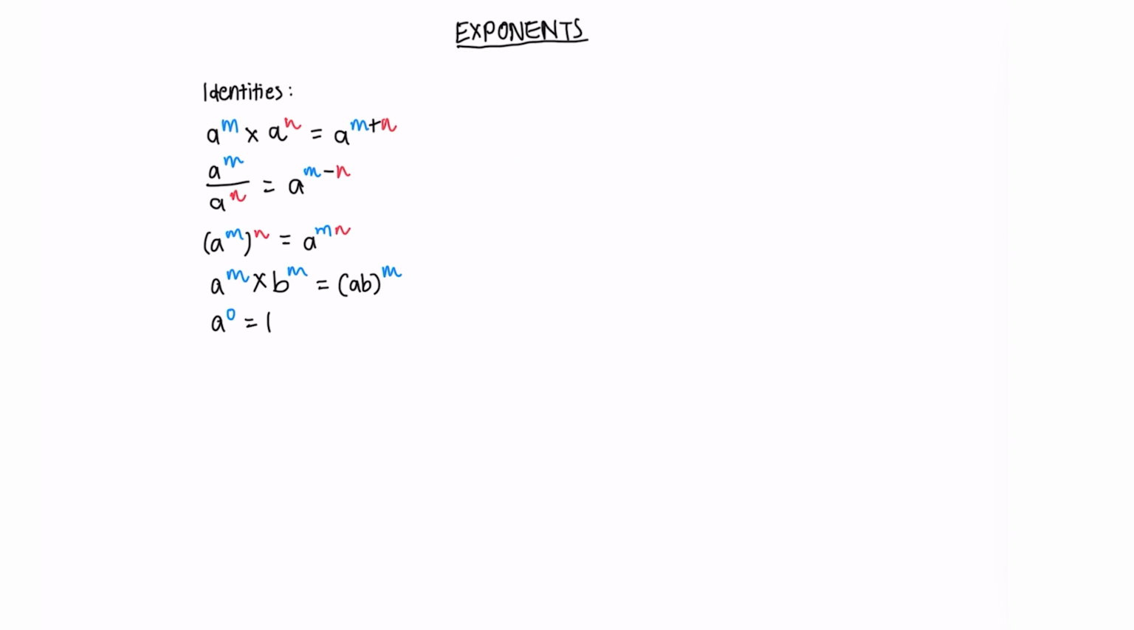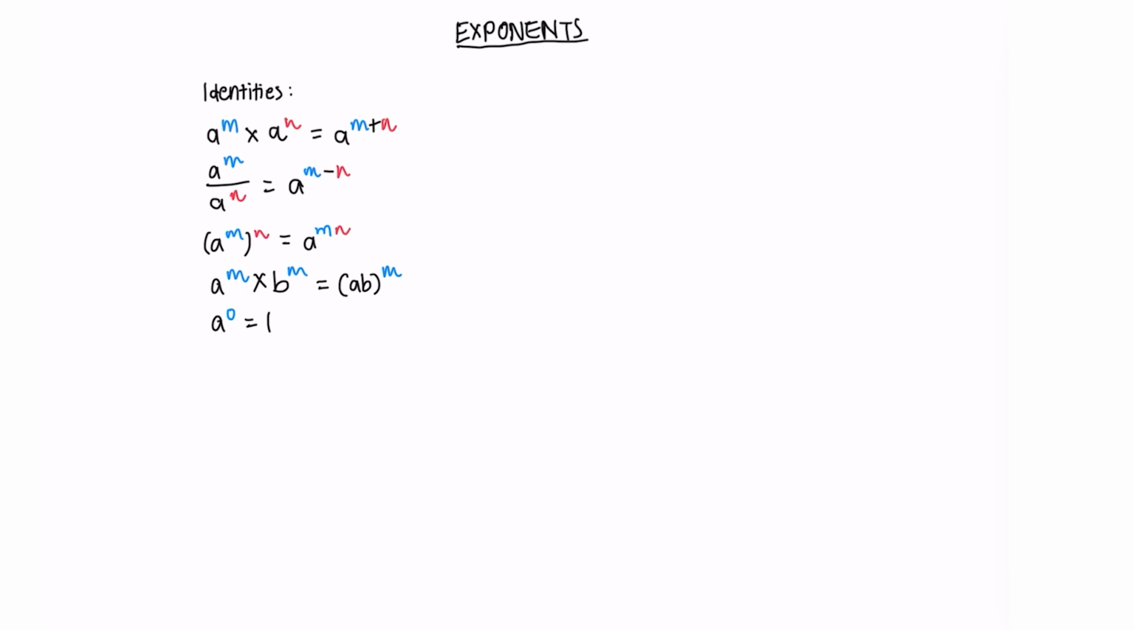Okay, next one. (a to the power of m) to the power of n equals a to the power of m times n. Don't get this confused with a to the power of (m to the power of n). This is a different thing. For example, if you have (2 to the power of 3) to the power of 2 versus 2 to the power of (3 to the power of 2), the first is actually going to be 2 to the power of 6, and the second is actually 2 to the power of 9. This bracket is up here.